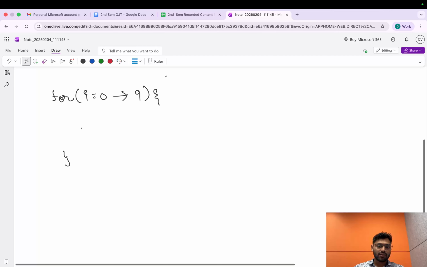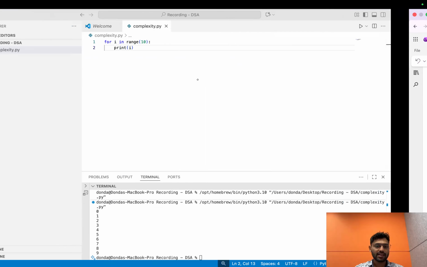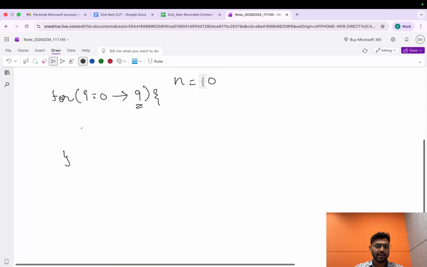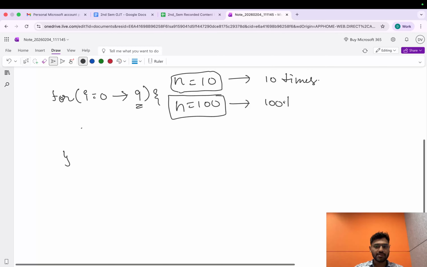So what is the input size here? Let's say n is the value. If n is equal to 10, it is running from 0 to 9, 10 times. When n is 10, it is running 10 times, right? If n is equal to 100, it runs 100 times, printing the values 0 to 99, right? If n equals 1000, it runs 1000 times, straightforward.